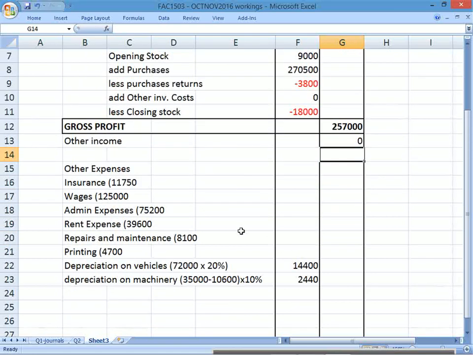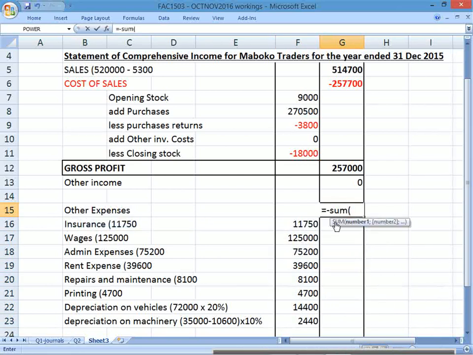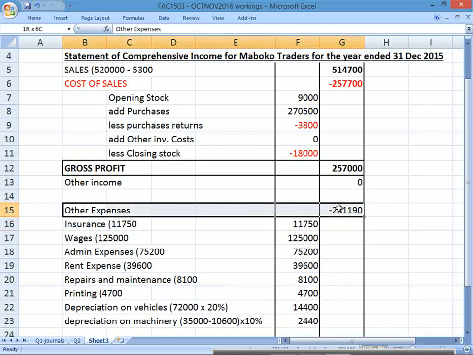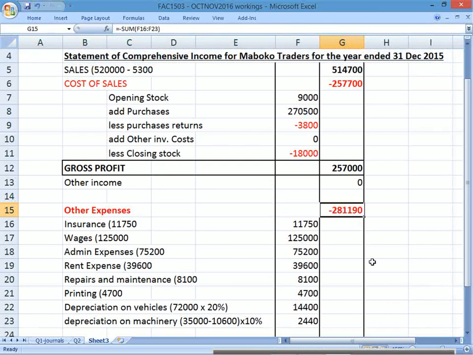Other expenses. Okay, let's put in all the other expenses. This one didn't change. This one didn't change. This one didn't change. Perfect. I've got all of them. What do we do? Total them up. So, sum up all of the expenses and show that as a negative because expenses are bad. Okay, there's the negative.